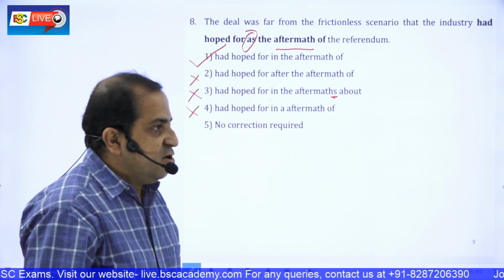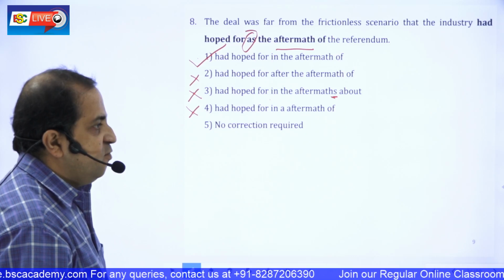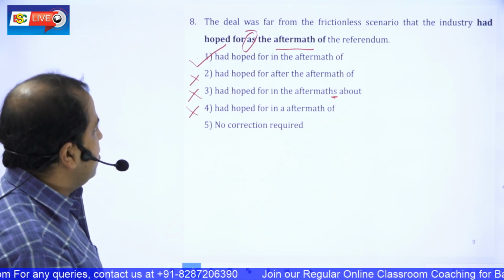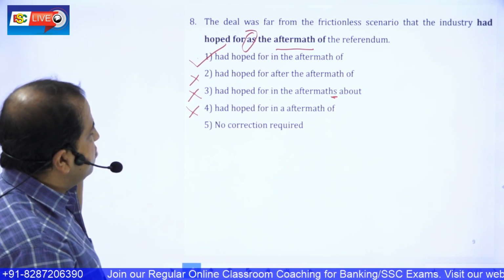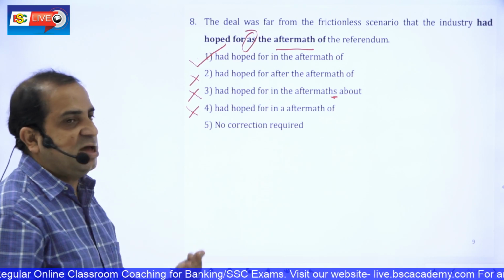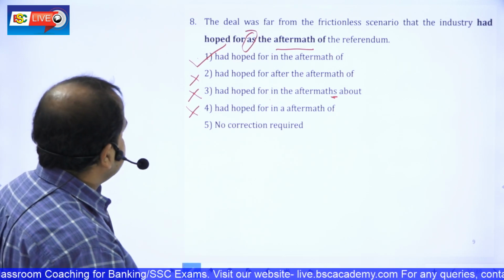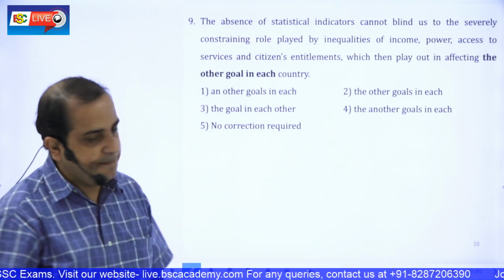Ajay Raina, good morning. Rajan Signam, question number 8 का आंसर आप बता रहे हैं 1, which is correct. Asutosh Singh also has got the right answer. So 8 का आंसर 1 है. The deal was far from the frictionless scenario that the industry had hoped for in the aftermath of the referendum. Now we go to the next question. Question number 9.